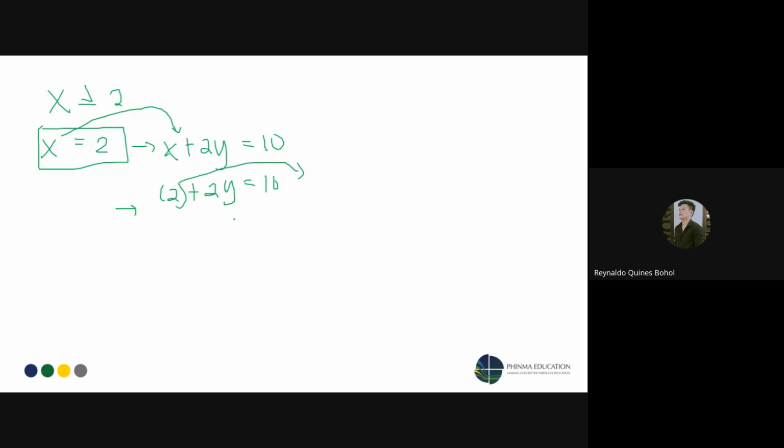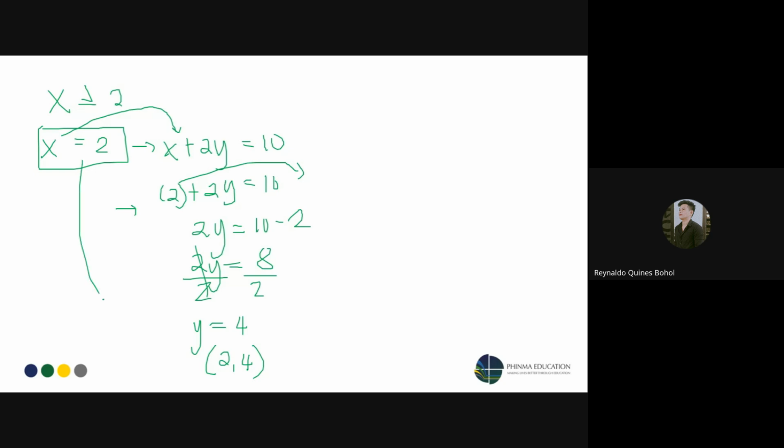Then, pupunta yung 2 sa kabila. So, magiging 2y is equal to 10 minus 2, then 2y equals 8. Divide natin sa 2, then y is equal to 4. Then the ordered pair now is 2 and 4. Ito yung post, dyan po yan galing. First equation pa lang yan ha. First equation ng combination ng third and first. The combination of second equation and third equation.